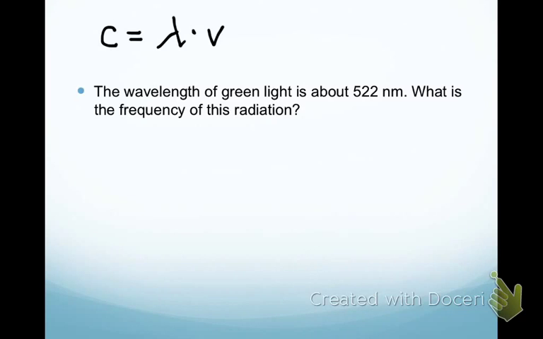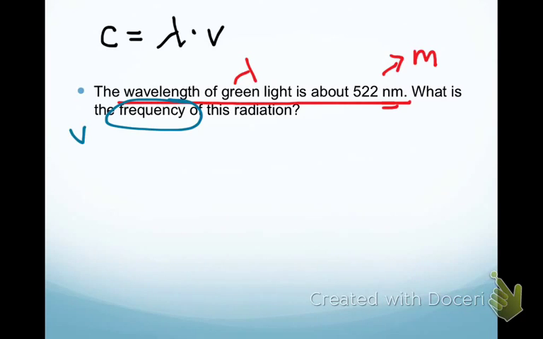Wavelength, it tells me, is 522 nanometers. Notice my unit there is nanometers. I have to put nanometers into meters. I'm going to lock that away. I'll show that in the example here. It's asking for a frequency. What is the frequency? I don't know frequency. So I need to rearrange my top equation to solve for frequency. Frequency I need by itself. I should end up with frequency equals c over wavelength.